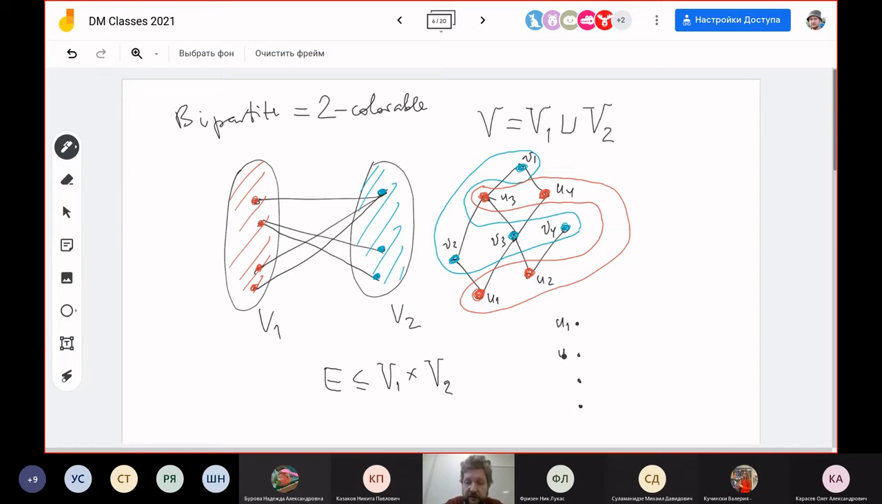So here is U1, U2, U3, U4. So here we're going to have the V's, V1, V2, V3, and V4. And now let's take a look. So this is the first part of the graph, which is red. The second one is blue. And here you can see that U1 should be connected to V2 and V3. Next, U2 should be connected to V3 and V4. And U3 is here, is connected to V1, V2, and V3.